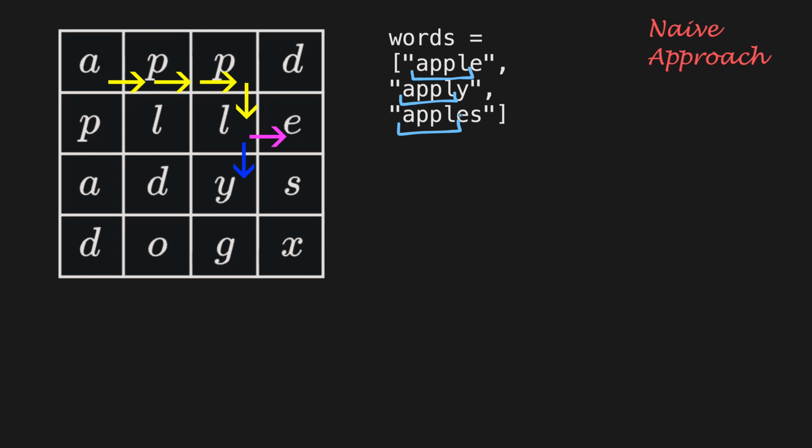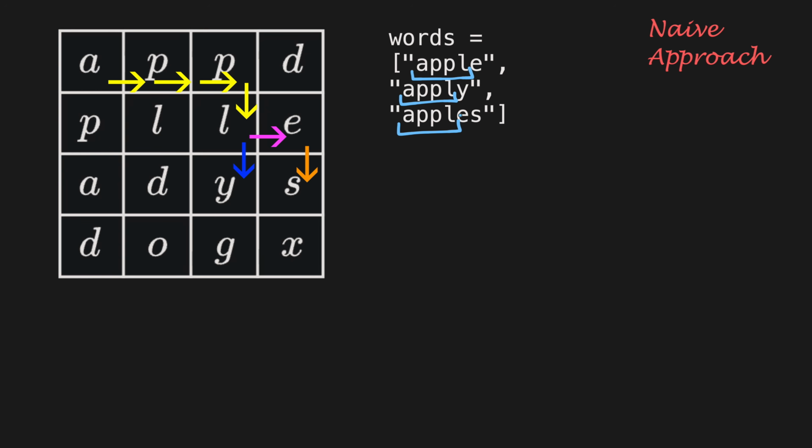This means we are doing the entire search for APPL from scratch. Then we do it all over again for apples, re-exploring the same paths for these common prefixes. And this leads to a big question. What if we could flip the problem around?